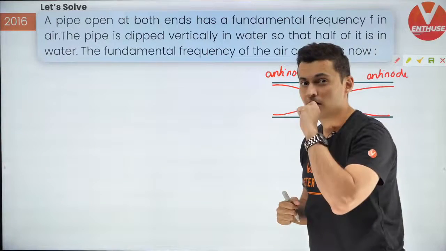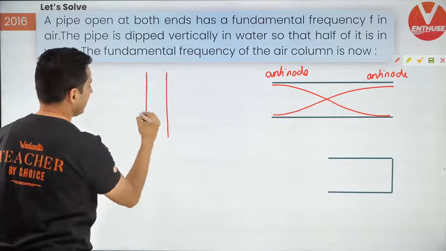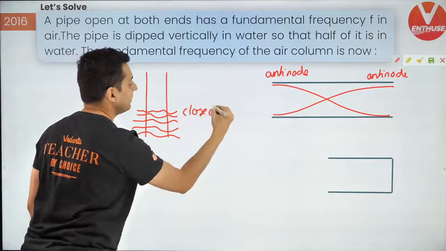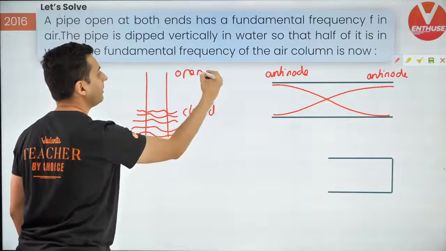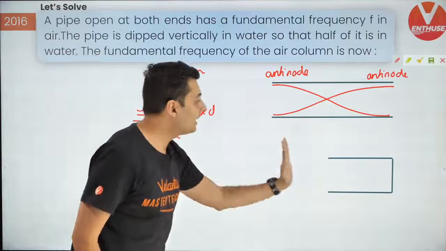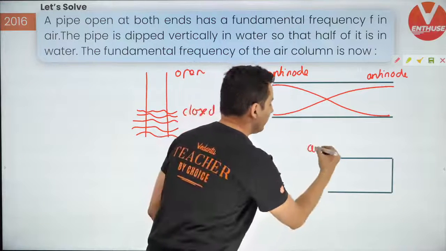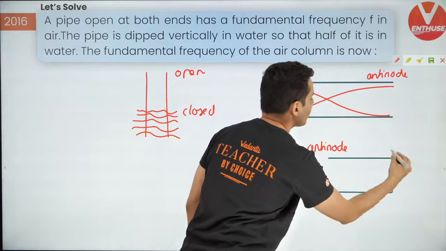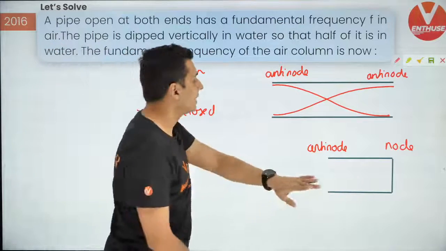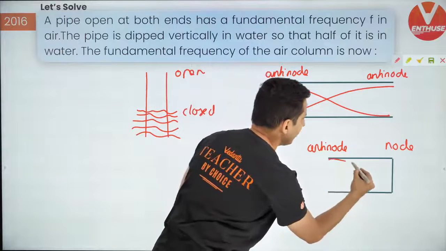Now think about it. When the pipe is half dipped in water, look at this, this is the pipe, it is half dipped in water. Won't this end behave like a closed end and this end behave like an open end? Isn't that true? Because this is a water surface, it's like a closed end. So can I treat it like half the pipe where one end is open, other end is closed? So the open end will have an anti-node, guys, and the closed end will have a node. Don't you agree? So now think about it. What is the fundamental frequency of this pipe? Antinode, node. So I think it will look like this.